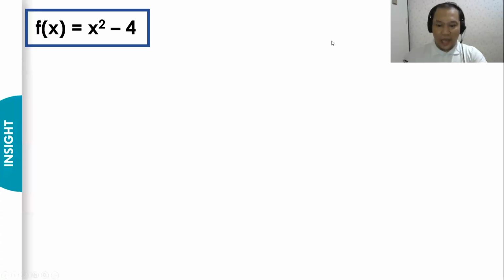Okay, now we do have the last example. We do have f of x is equal to x squared minus 4, and this is a quadratic function. Therefore, in this case, we are going to have a restriction, and the x now will be x is greater than or equal to 0. Okay? Therefore, we are now going to proceed in finding the inverse of the given function.